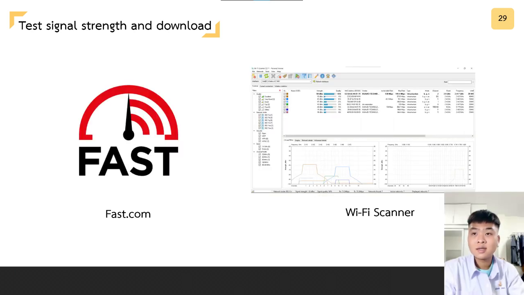Our tests are conducted using a Wi-Fi scanner program to measure signal power and the fast.com website to measure the download speed. The results are recorded, and the same procedure is repeated for the 5 GHz wave, with the outcomes also being recorded.